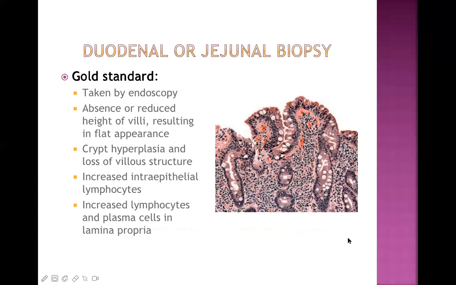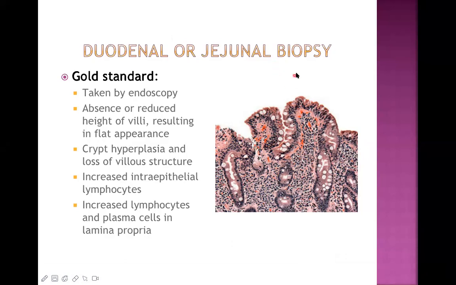Now, the gold standard investigation in celiac disease is duodenal or jejunal biopsy. This is even more important than those antibody detections. That's why it is known as the gold standard investigation. So this is taken by endoscopy. The biopsy is taken by endoscopy in this case, and when we analyze this under the microscope, look here, there is absence of the villi, or sometimes the height of the villi is very short, meaning it looks flat. It looks almost flat there.